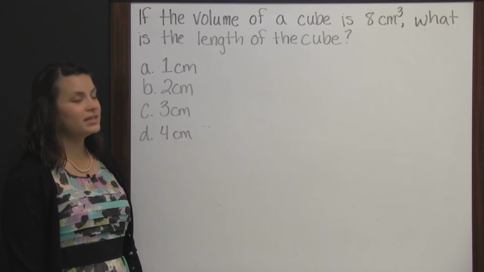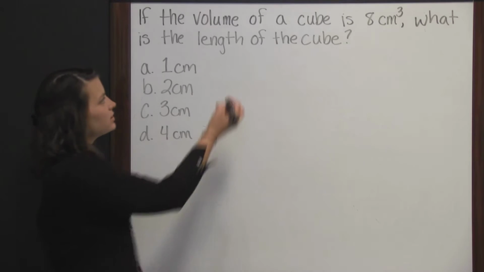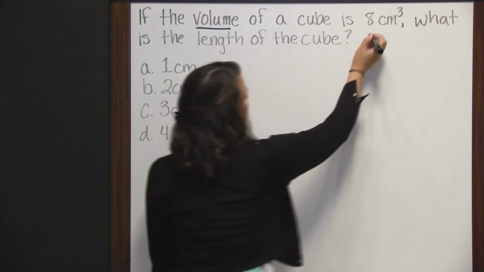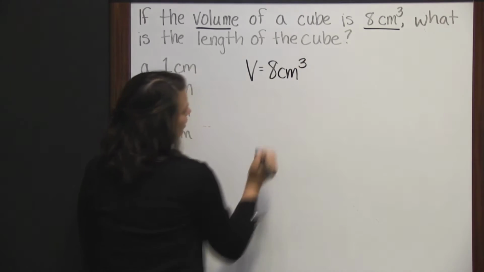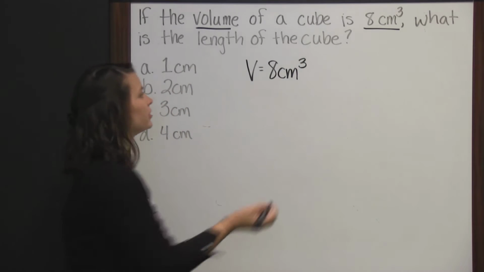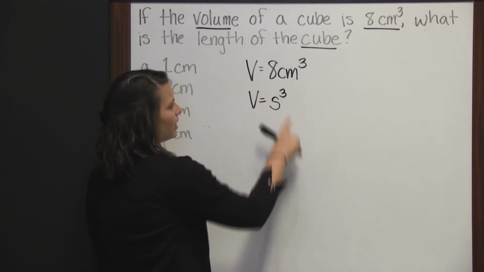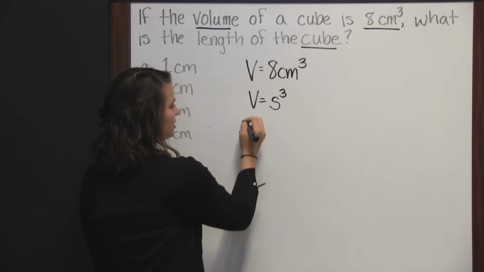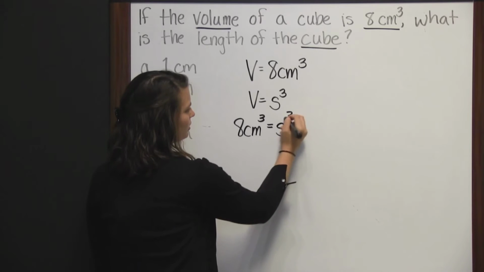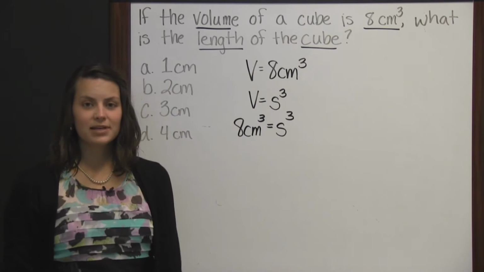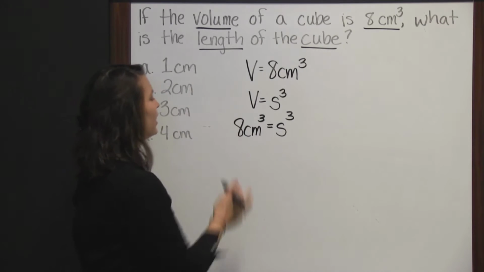If the volume of a cube is 8 cubic centimeters, what is the length of the cube? Let's start with what we know. The volume is 8 cubic centimeters. The formula for volume of a cube is side cubed. And we know what the volume is, so substitute 8 centimeters cubed for volume. So that equals the side cubed, or the length cubed. Since it's a cube, all of the dimensions are the same. So if they ask for length, we can find that.